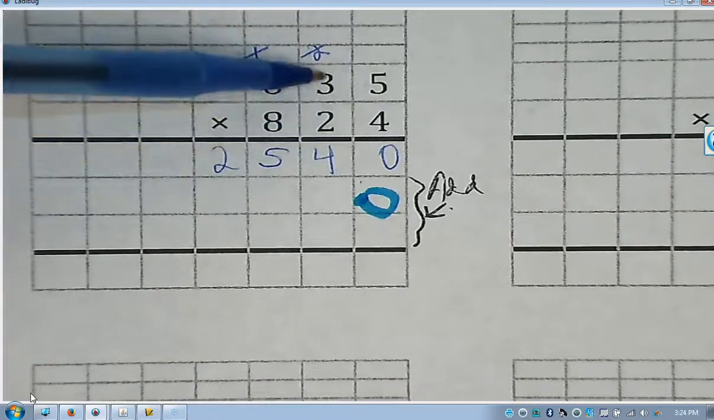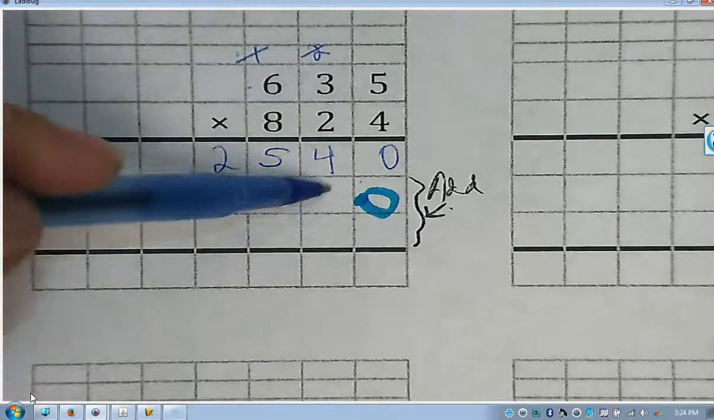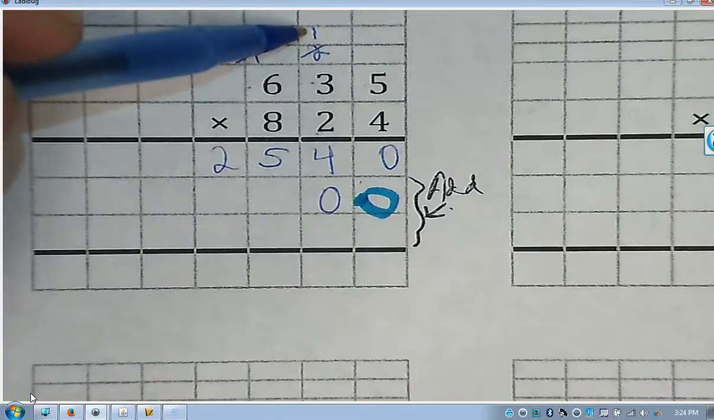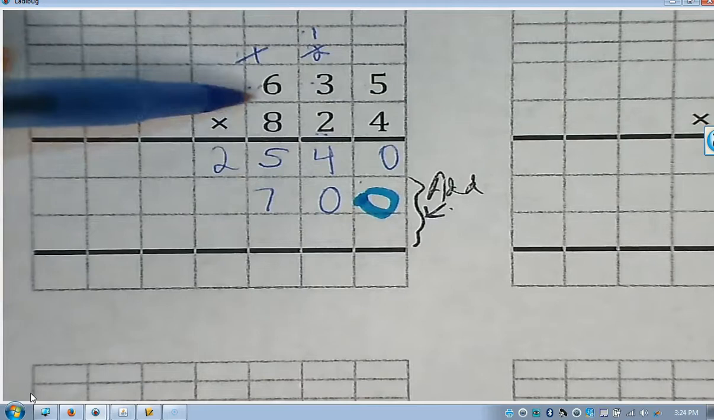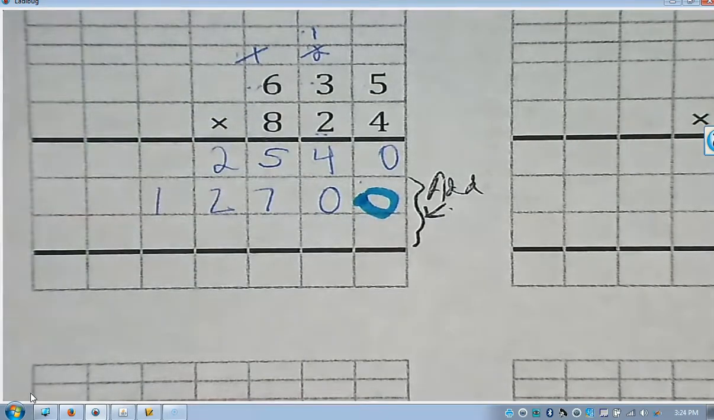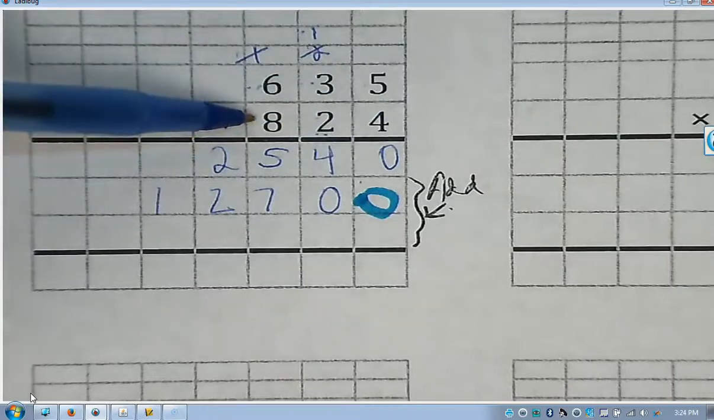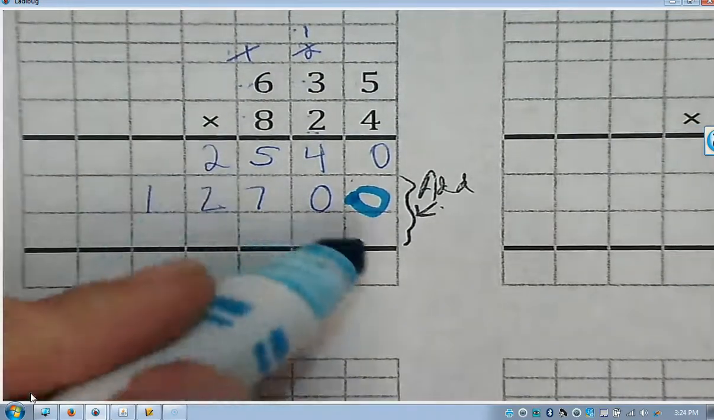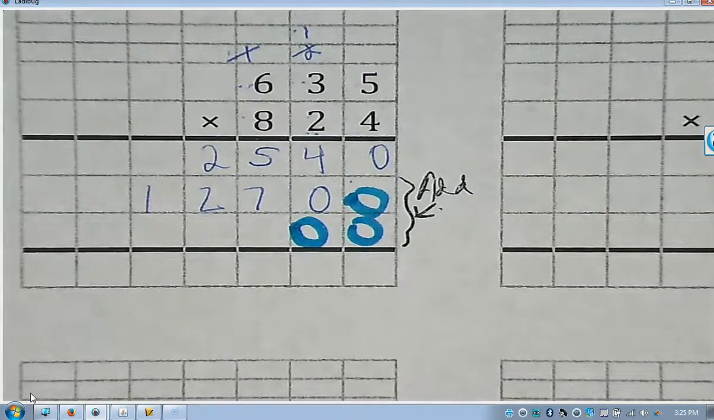2 times 5, 2 times 3, 2 times 6. 2 times 5 is 10. 2 times 3 plus 1. 2 times 6. So I did the 2 and the 4, or the 20 and the 4. Now I need to do the 800 times 635. So since it's 800, I need to put 2 zeros, so everything shifts into the hundreds.